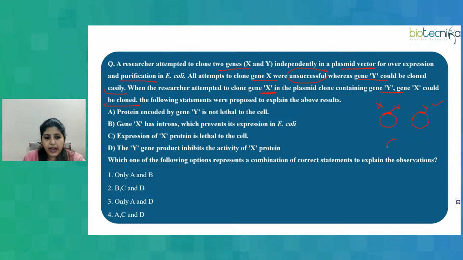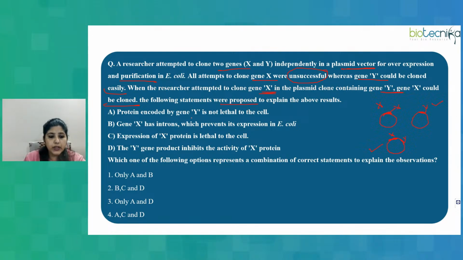And now when it tried to clone both the genes together, like gene X along with gene Y, right, in the plasmid clone containing gene Y, the experiment was successful. The X could be cloned. So the following statements were proposed to explain the above results.